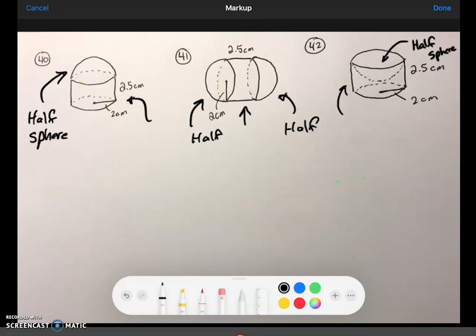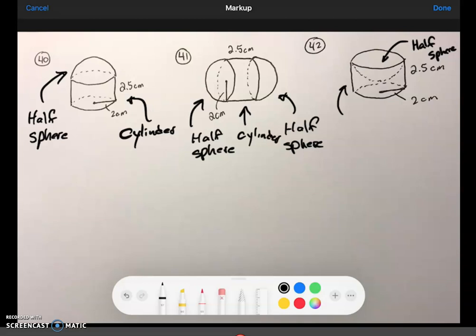Okay, now I cleaned up the page a little bit, and now we're going to focus in on volume. You need to look at each one of these pictures and decide, what am I really looking at here? So for 40, you got a half a sphere on top. You got to figure out the volume of half a sphere on top here. And then in the middle here is a cylinder, so we'll figure out the volume of a cylinder. For 41, you got a half of a sphere on the left and a half of a sphere on the right. So basically together you have a complete ball there, or a basketball. And then in the middle you have a cylinder.